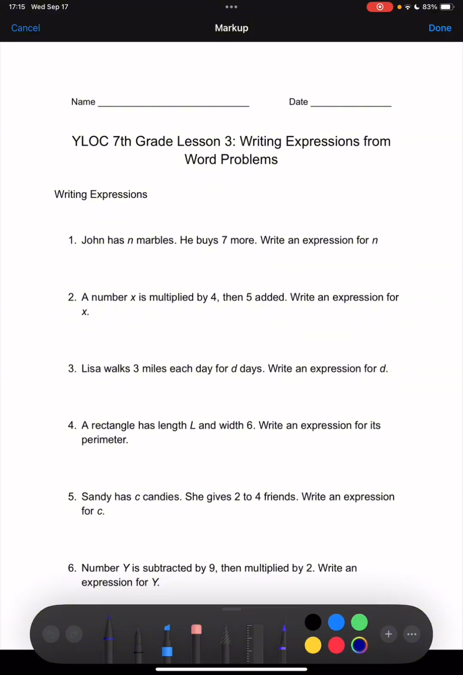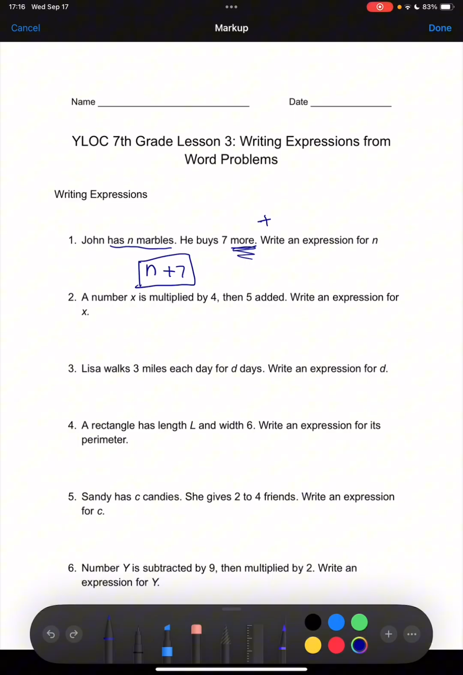John has n marbles. He buys 7 more. Write an expression for n. So, the key words here are he buys more and he has n marbles. He already has a number of marbles we don't know, so that's why we're using a variable, which is n. So he has n marbles and he buys 7 more. More usually indicates addition, so we're going to add 7. So that's going to be n plus 7.